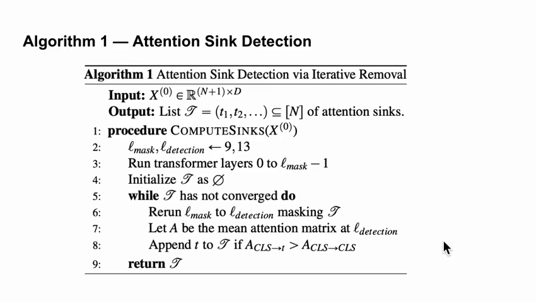So let me explain the algorithm with the screenshot you see. We run the model up to an intermediate layer where massive tokens start to emerge. Then we iteratively mask the current sink tokens, and then we recompute attention at the later detection layer. So we detect new tokens whose attention from CLS exceeds self-attention. These are the new sinks.